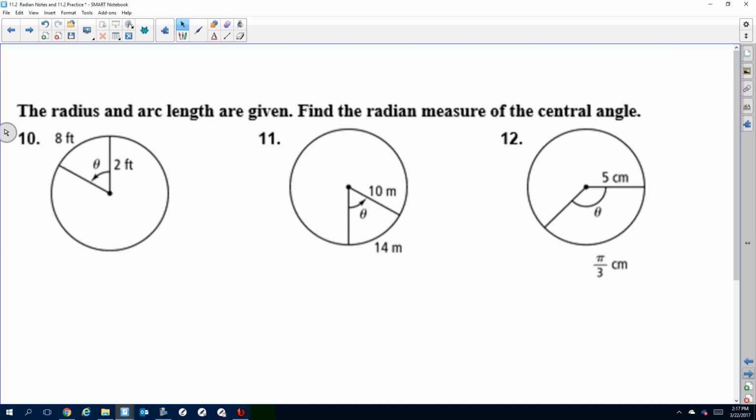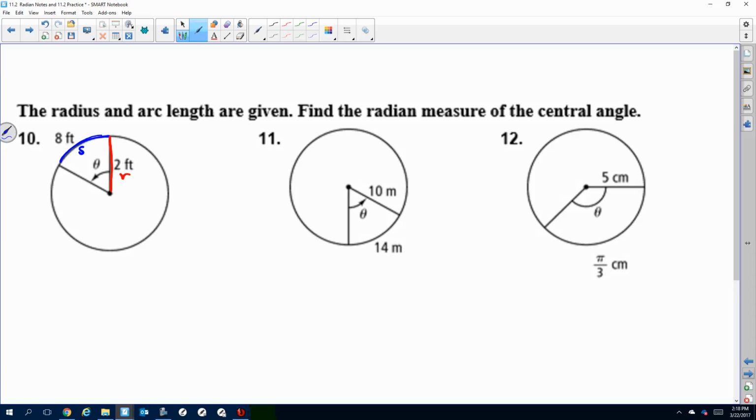And then for our last section, the radius and the arc length are given. Find the radian measure of the central angle. Now, to find an arc length, the arc is the curved part. We normally let that curve represent S as your arc. Okay. And then we should know that right here, from the center to the edge, that is our radius. The theta is the central angle that makes the arc length.